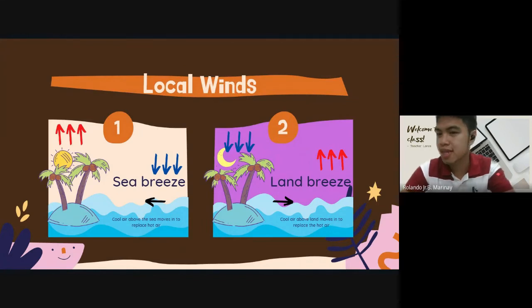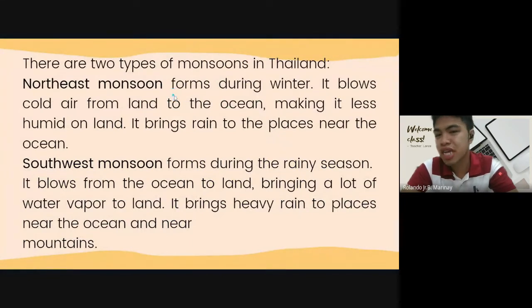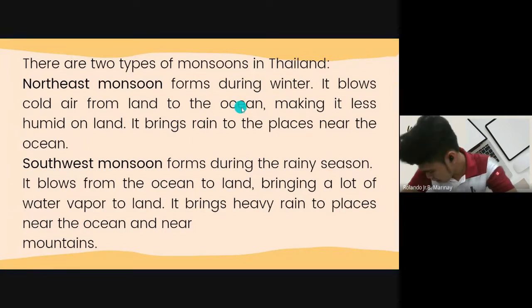Okay. Let's move on to the monsoon. What happened to the monsoon, kids? Okay, this is the northeast monsoon, and the southeast monsoon. So what happens to them? Okay, there are two types of monsoon in Thailand. The first one is northeast monsoon. It forms during winter. Do you know what is winter? Okay, we studied it in conversation, right? It blows cold air. Page 131.